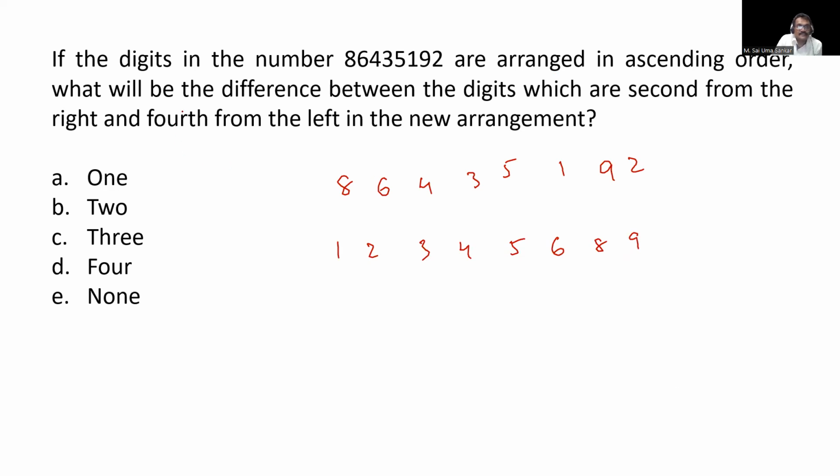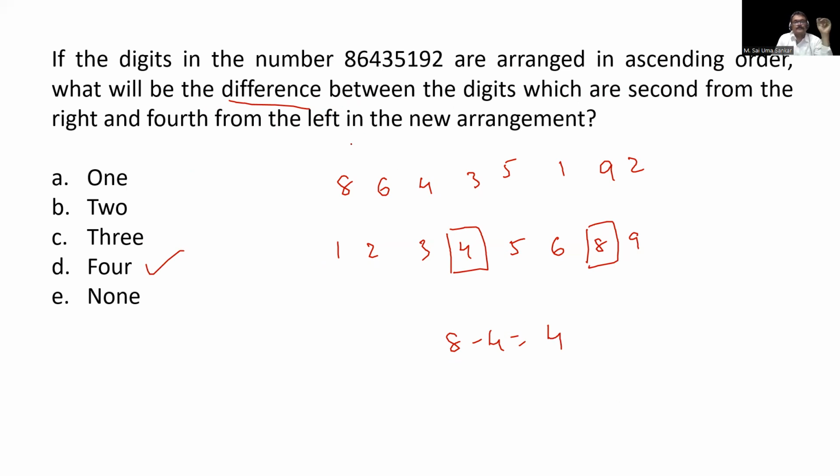Now, what is the question here? What will be the difference between the digits which are second from the right? What is the second from the right? That is equal to 8. And fourth from the left. What is the fourth from the left? That is equal to 4. Now, what we require is the difference between the digits which are second from the right and fourth from the left. So 8 minus 4, that is equal to 4. Option D is the correct answer.